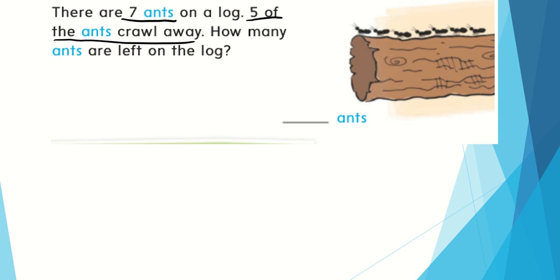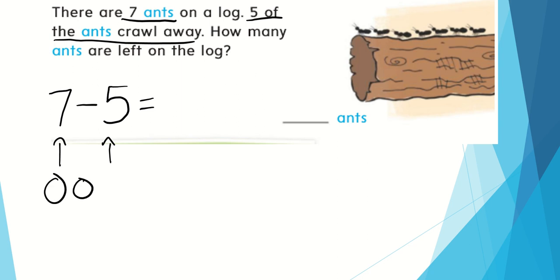First, we need to draw the number 7. We know that 5 ants are crawling away, so that means we're getting less ants. We need to figure that out. So am I going to draw the number 5 or the number 7? Good, the number 7, because we always have to draw the biggest number. So I have 1, 2, 3, 4, 5, 6, 7.